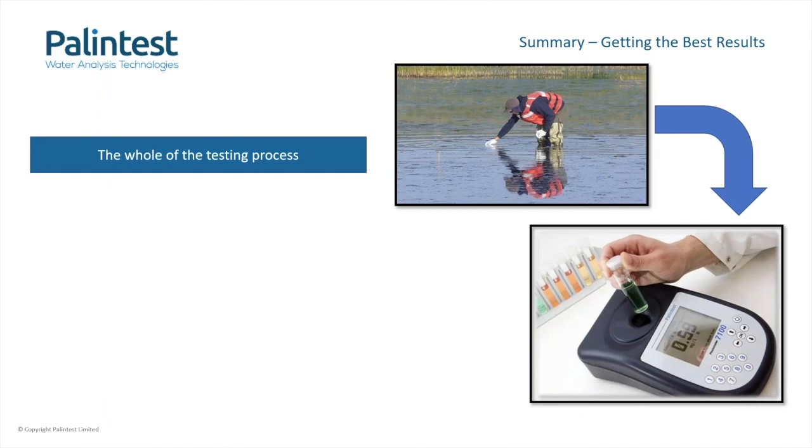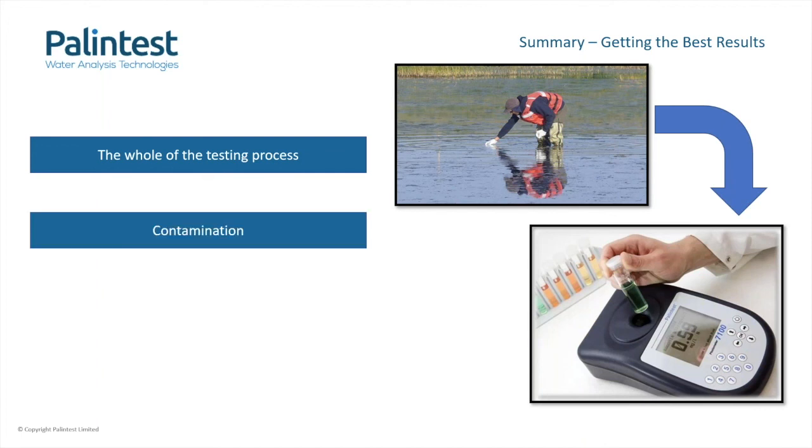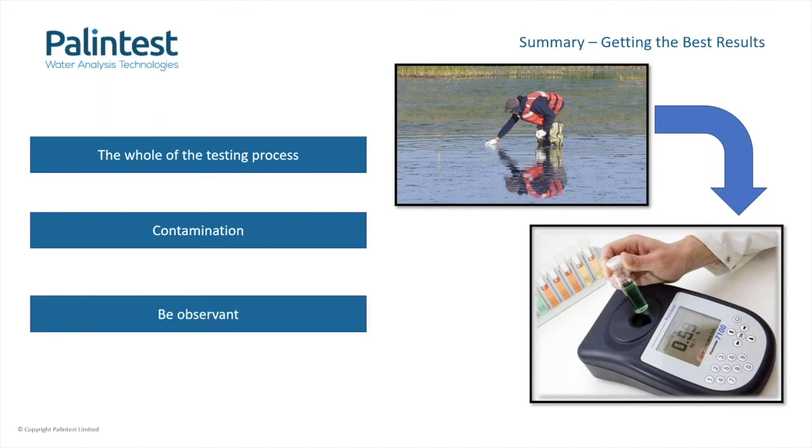So in summary, getting the best result involves considering the whole of the test process, from sample collection to the recording of the result. At every step, think about the opportunities for contamination and be observant, especially for anything that might affect the light transmission through the tube in the photometer, because that will affect the result.